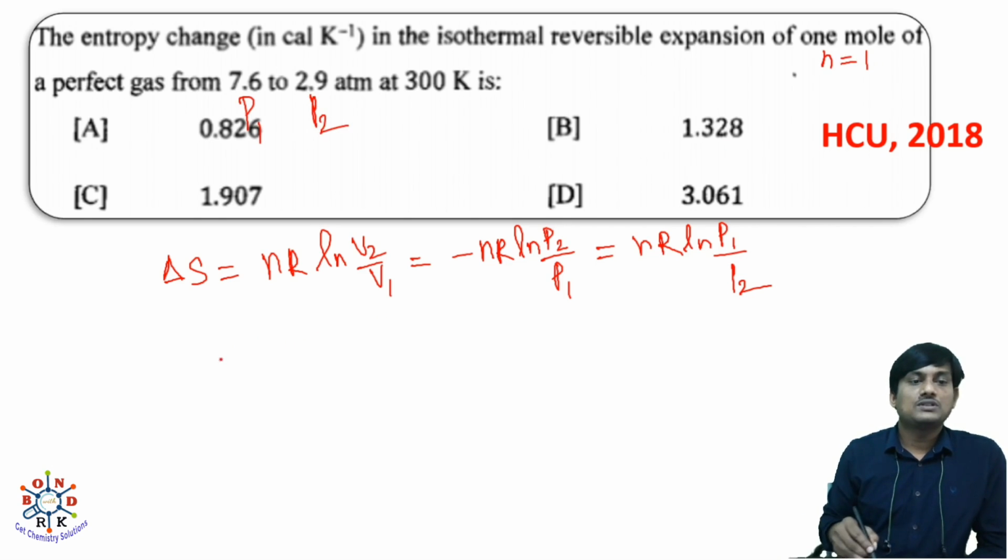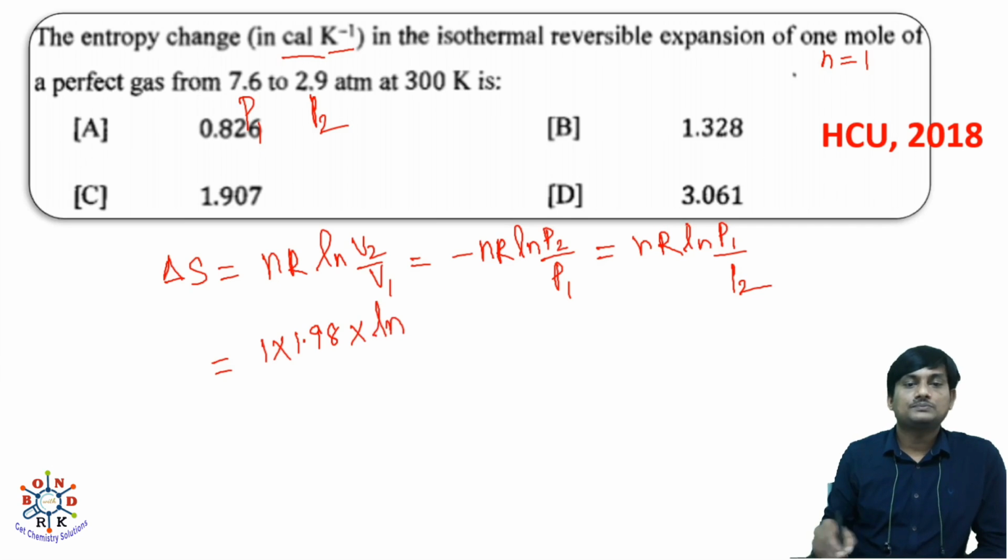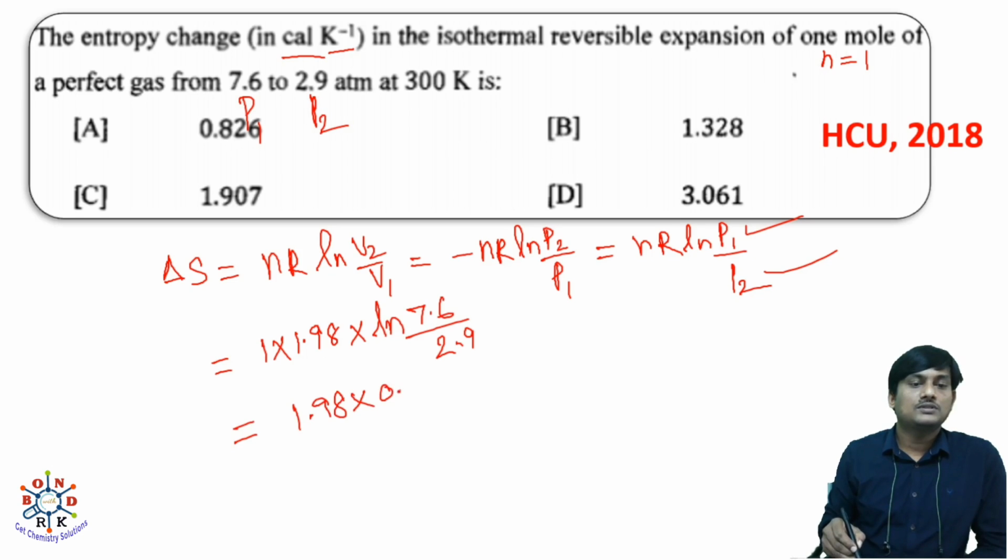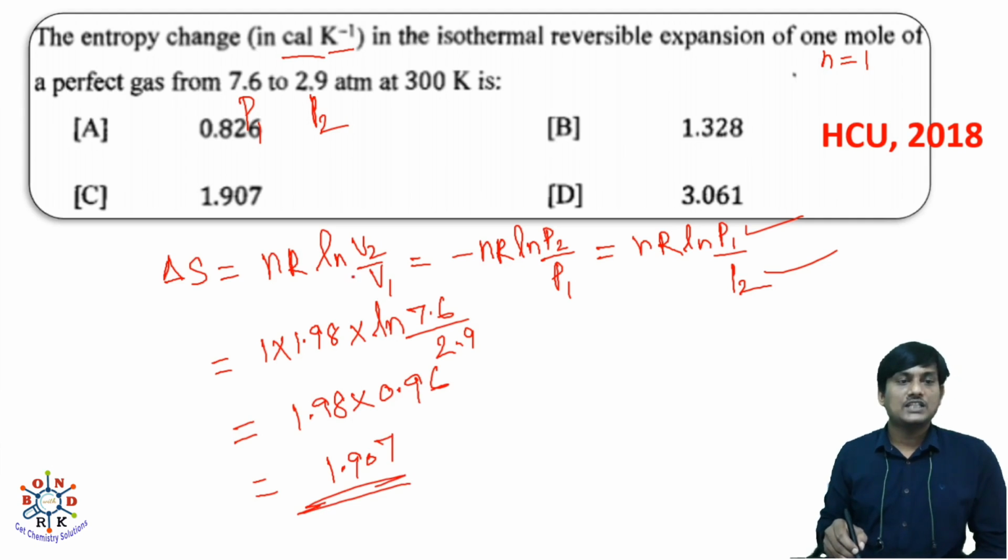So you have to substitute these values: 1 into R, in Kelvin inverse. You have to write the R value in calories, 1.98, into ln P1 by P2. It's 7.6 by 2.9, so it will be equal to 1.98 into around 0.96. When you multiply this, you will get around 1.907. What is the correct option? C is the correct option.